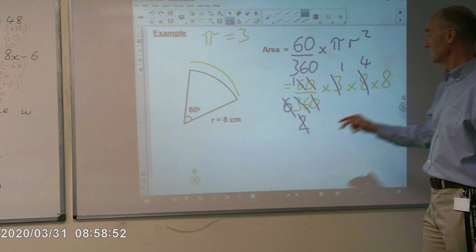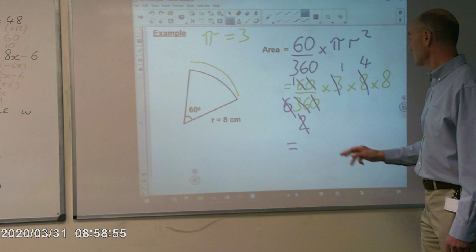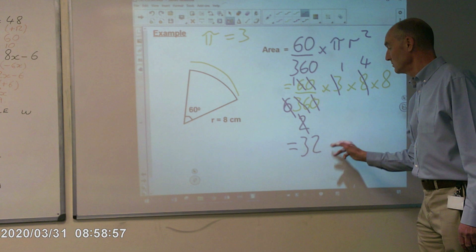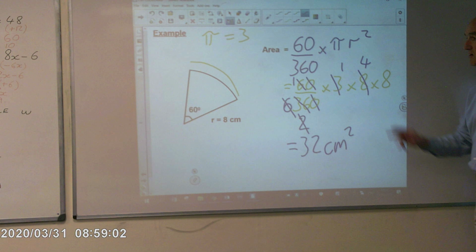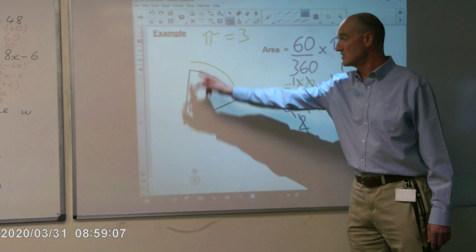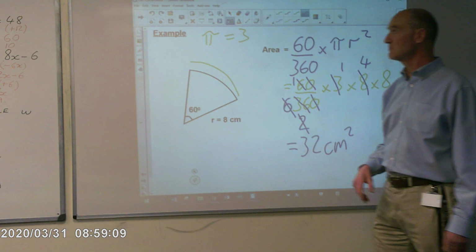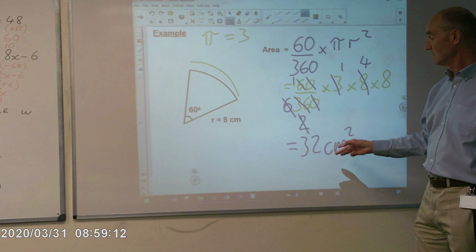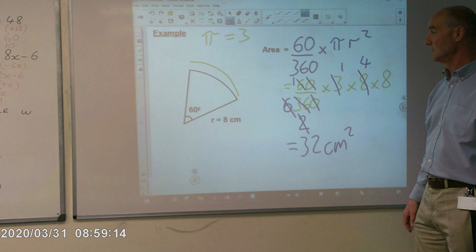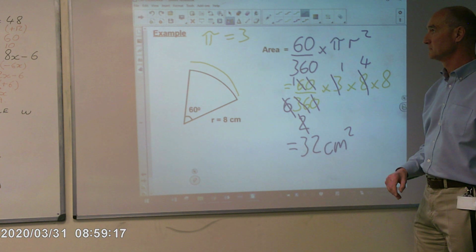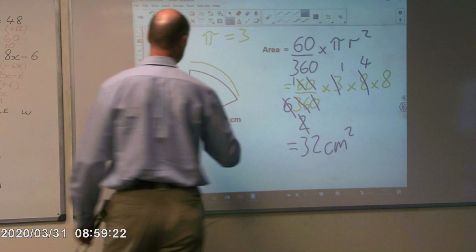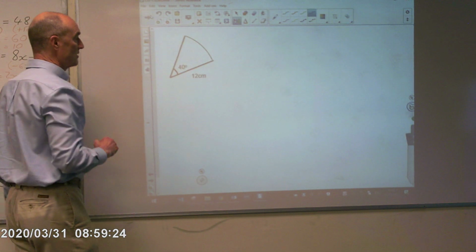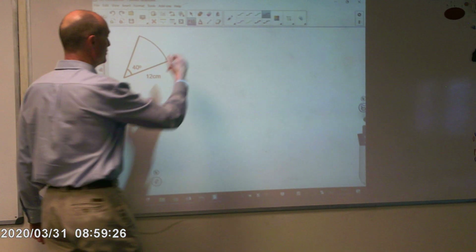4 times 8 equals 32 centimetres squared for our area of that sector. Is that reasonable? We're talking about an 8 centimetre here, an 8 centimetre here. Yeah, that's a reasonable sort of answer to expect. So 32 centimetres squared for the area of that sector. I'm going to do 2 more examples before I expect you to do any examples for yourself. So here's another example. We're talking about area.